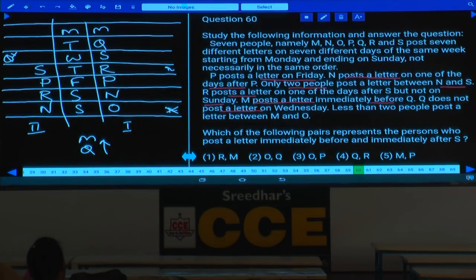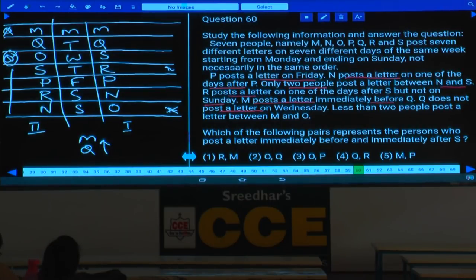Then coming to the second case, Q cannot be on Wednesday. As Q cannot be on Wednesday, Q cannot be on Thursday, Friday, Saturday and Sunday. Then Q can be either on Monday or Tuesday. Then tell me whether Q can be on Monday or not. If Q is on Monday, then what happens here? M must be one day before this one, which is not possible. Hence, Q cannot be on Monday and Wednesday. Hence, Q must be on Tuesday. If Q is on Tuesday, M must be before this one, M must be on Monday. If M is on Monday, then what is left over here? O is left over, O must be on Wednesday.